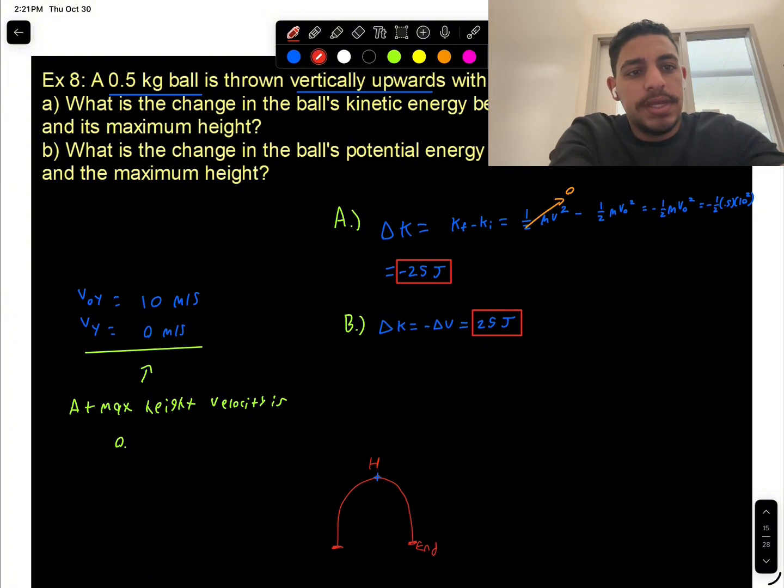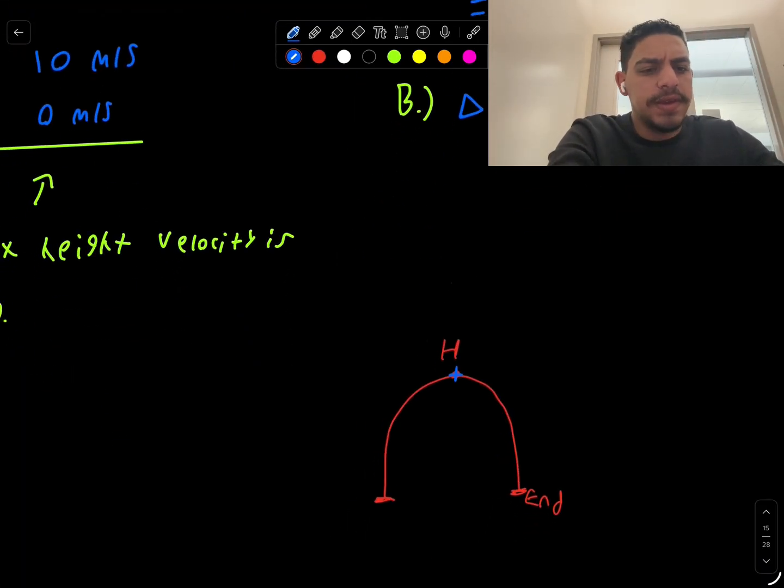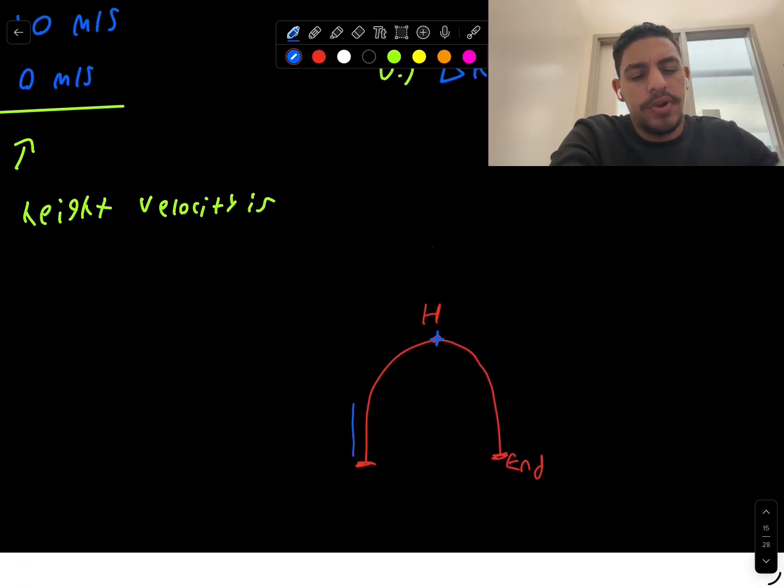And so what this is telling us is that its kinetic energy went down from the starting point to the maximum height. So it kept decreasing in kinetic energy, right? But the potential energy increased. And so why does this make sense? So let's break that down, right? As you go up, right?